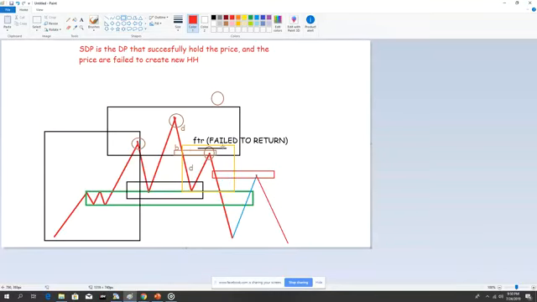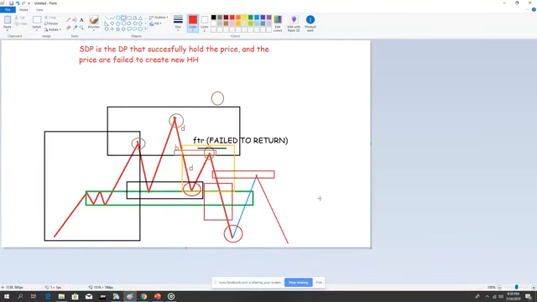So that's why the SGB has occurred. It is because of the SDP. The SDP held this price. It failed to create a new higher high. Instead of creating a new higher high, it engulfed the SD here and became the SDE. And now it creates a new lower low here. Lower low, lower low. So the market structure has changed from rally phase to drop phase because the lower low has been created.